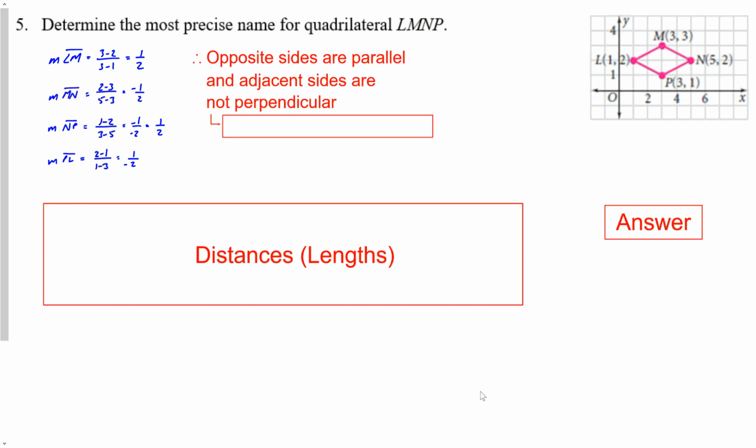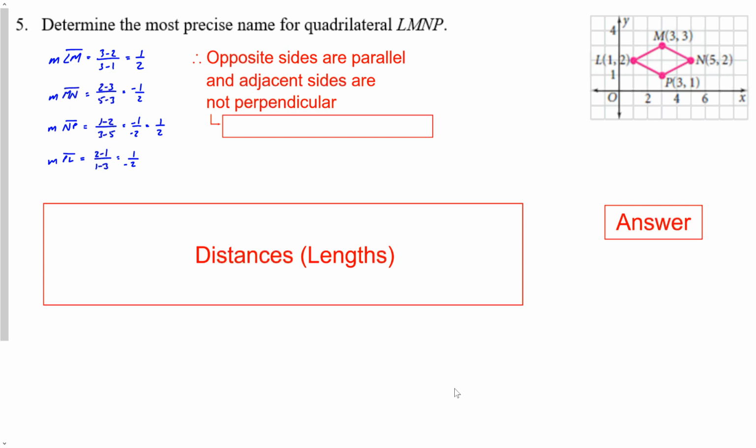I have to be able to tell that I have opposite sides that are parallel and adjacent sides that are not perpendicular. So if we look at segment LM and segment NP, they have the same slope. In my diagram, they're opposite from each other. So if they're opposite from each other and they have the same slope, they have to be parallel lines.